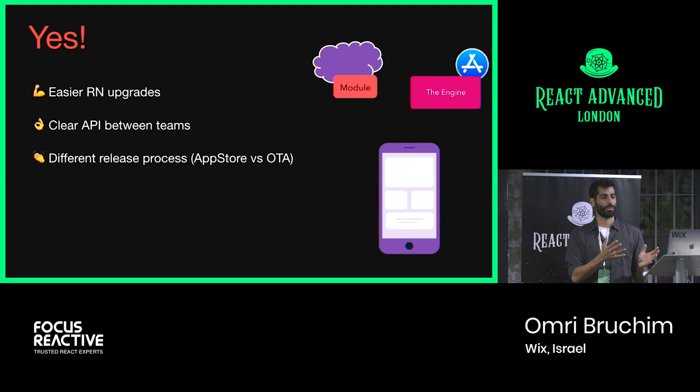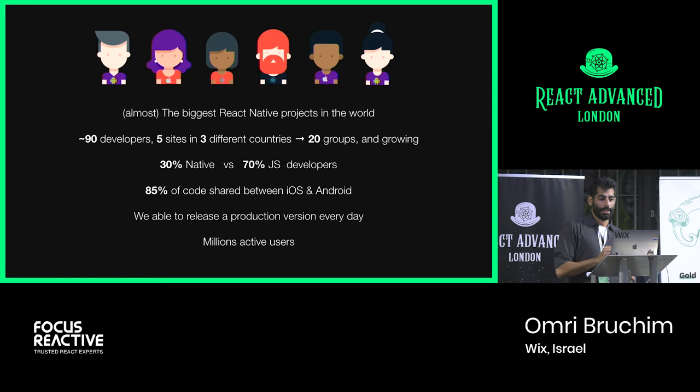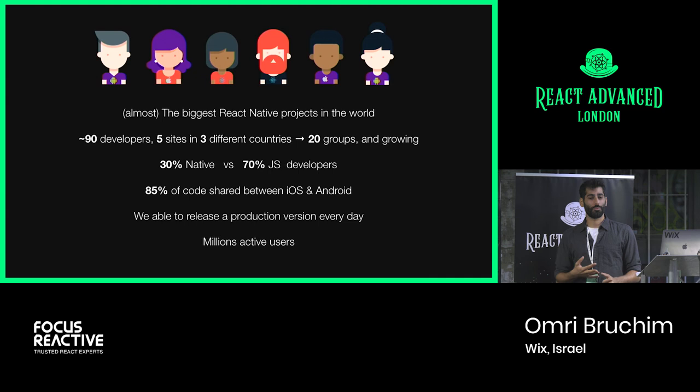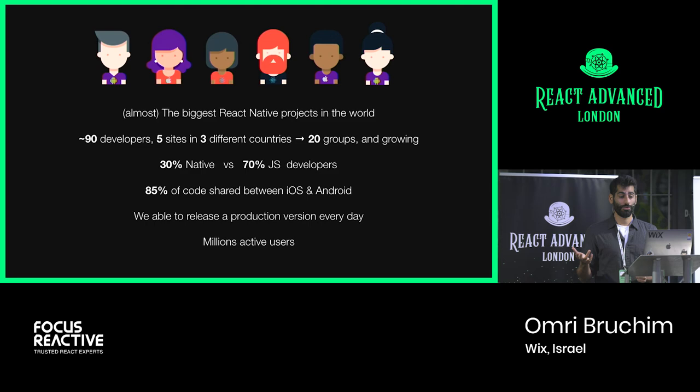With that, we achieve a total web experience. You do something, ship it to production, test it, you can change it in a minute. We have almost the biggest React Native project in the world. There is Microsoft and Facebook, and we have tons of developers. We have developers in 3 different countries, 20 groups and growing. Most of our code is written in JavaScript, only 30% is native. Almost all of the code, 80% of it, is shared between iOS and Android. We have millions of active users, and it works.